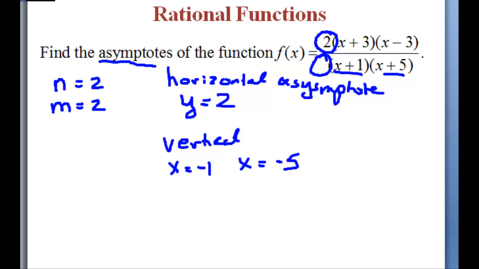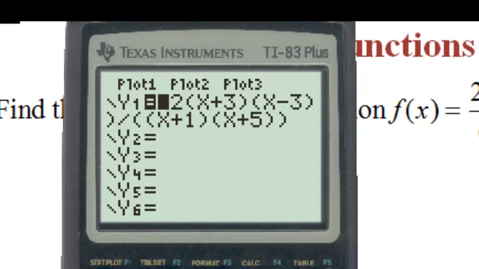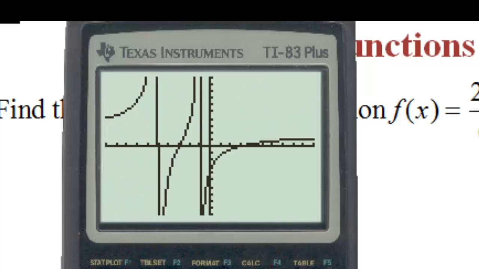Let's put this on the graphing calculator and confirm it. So remember, when you're putting this into your calculator, you must have parentheses around the entire numerator and the entire denominator. Otherwise, the calculator will not know to group them together as the numerator and the denominator. So I have parentheses around the entire numerator, parentheses around the entire denominator, and I'll graph it. And we'll see our horizontal asymptote at y is equal to 2. And we have 2 vertical asymptotes, x equals -1 and x equals -5.